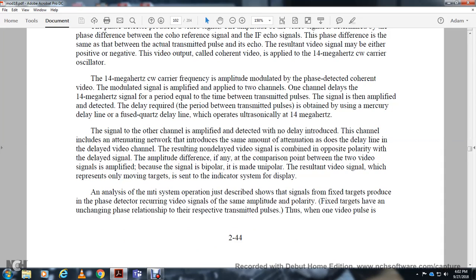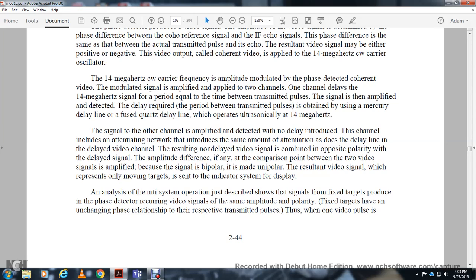The signal in the other channel is amplified and detected with no delay, and this channel includes a network that introduces the same amount of attenuation as the delay line in the delayed video channel. The delayed video signal is combined with opposite polarity with the undelayed signal and the difference is amplified at the comparison point between the two video signals. Because the signal is bipolar, it is made unipolar. The resultant video signal represents only moving targets and is sent to the indicator system for the display.